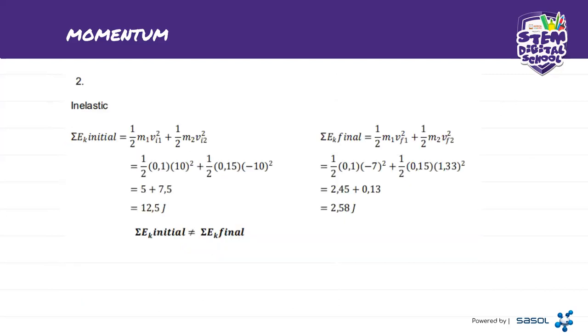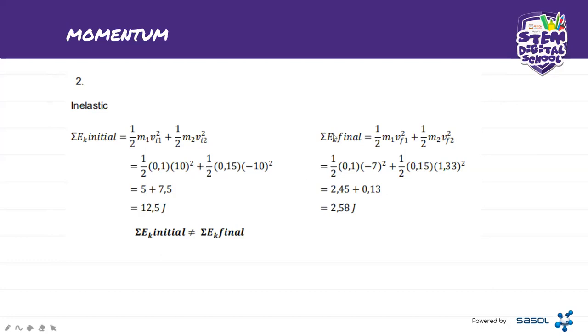So now we're going to start. Here is the sum of EK initial. Okay, remember here we said the definition of elastic or inelastic uses the kinetic energy. You don't use momentum anymore. To prove the elasticity, we use the kinetic energy. So the sum of the initial kinetic energy is going to be half m1 v1 squared plus half m2 v2 squared, and that should give you an answer, right?